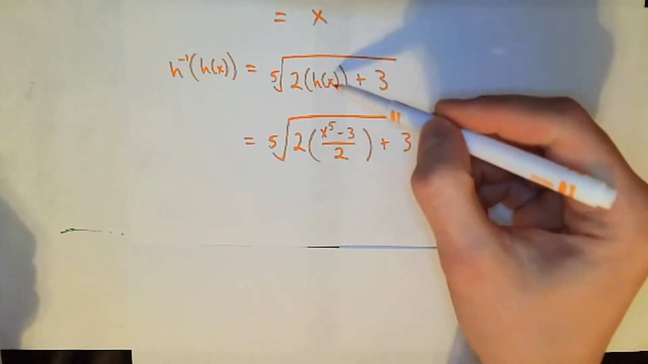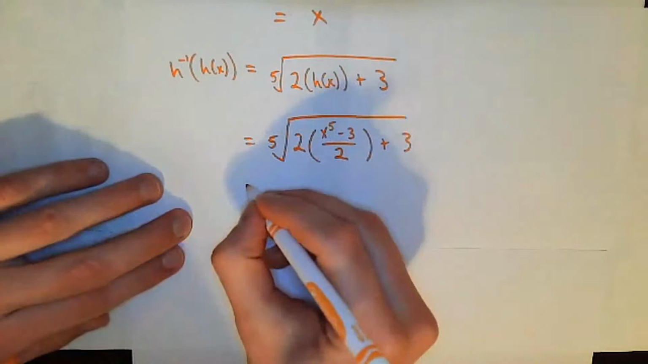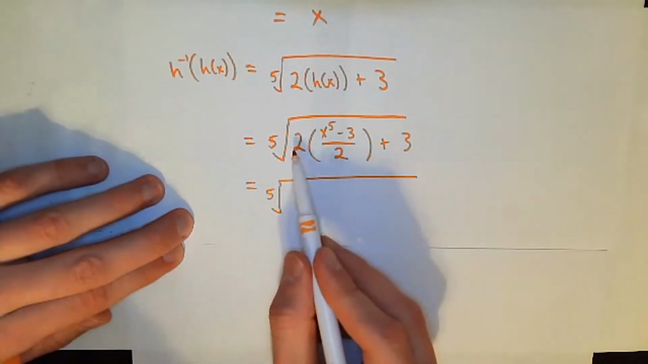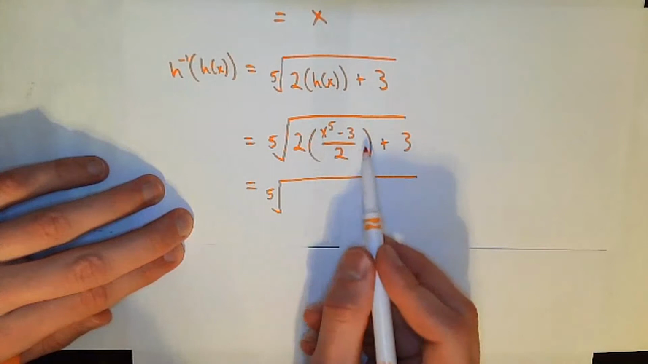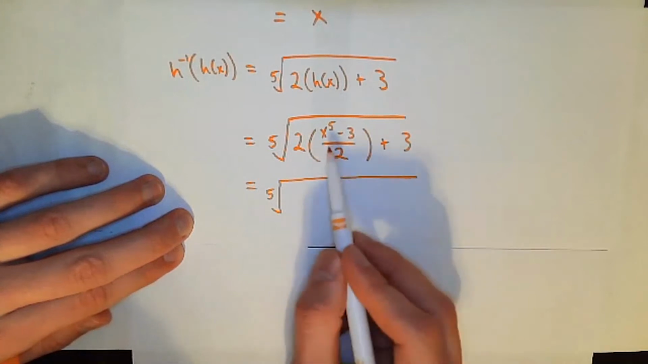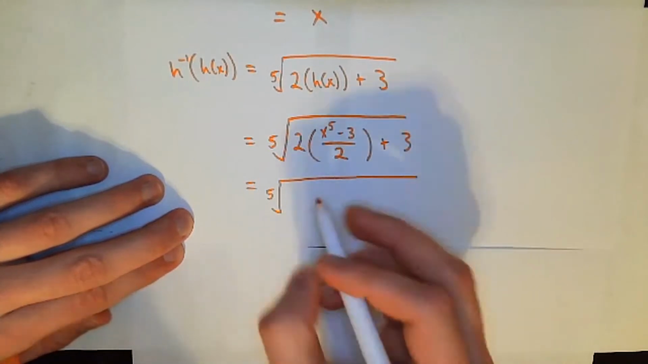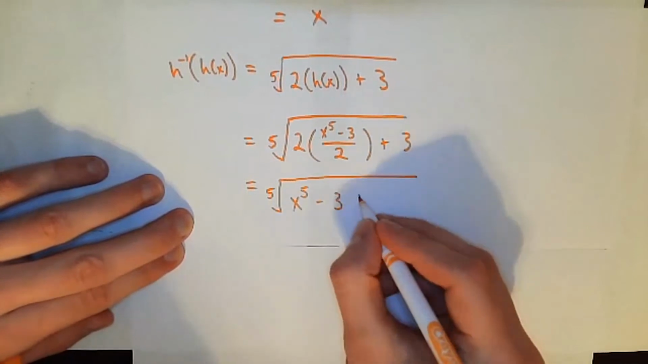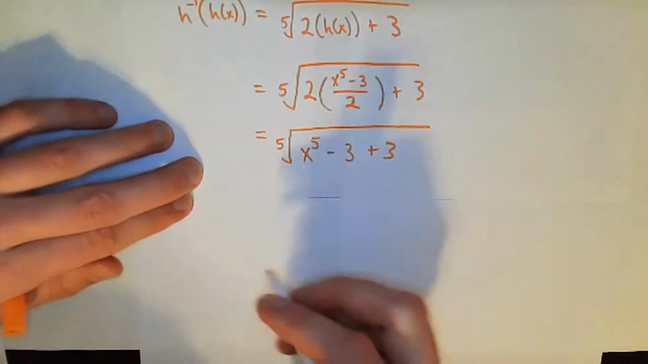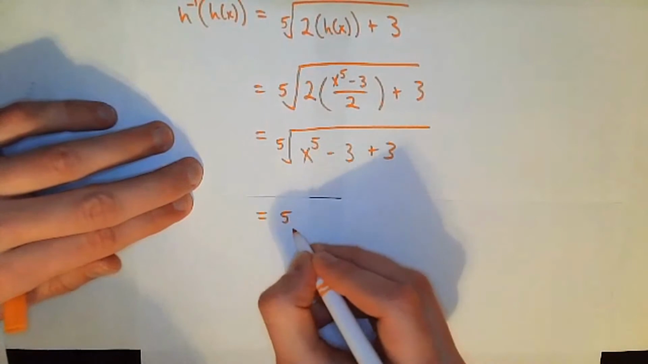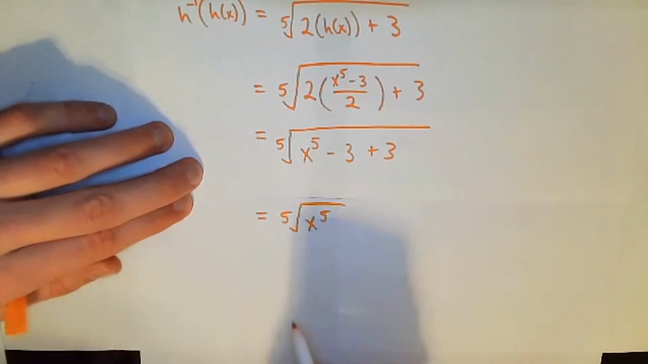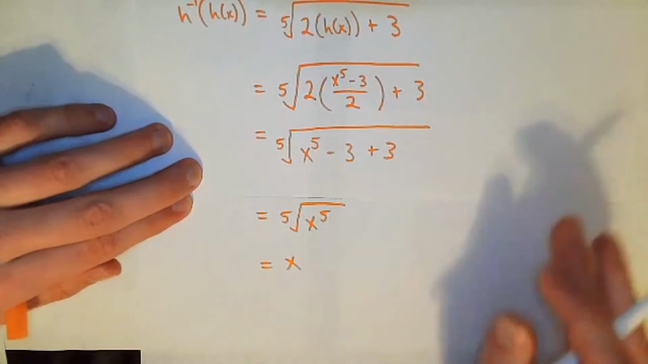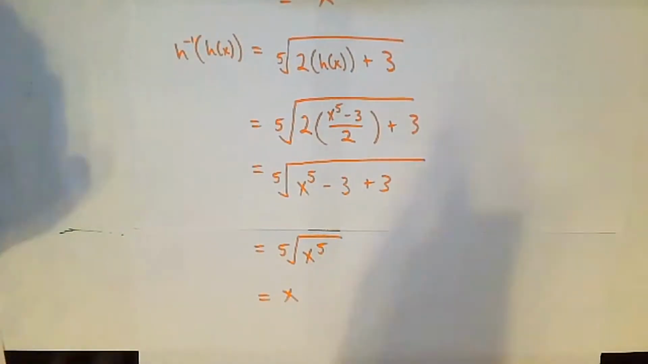Literally just substituting h of x here. Now let's start cleaning it up. Ready to do some algebra here. This 2 is applied to this whole parentheses thing, but this whole thing is divided by 2, so those 2's cancel. That's nice. I have x to the 5th minus 3 plus 3. Notice those 3's cancel each other, and I'm just left with the 5th root of x to the 5th, but the 5th root and the x to the 5th cancel. Look at that, just x.